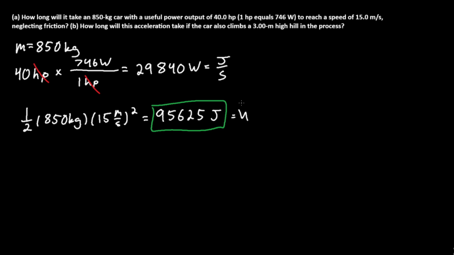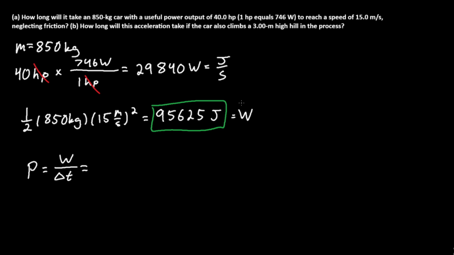So this is the work our car's engine needs to exert onto the car to reach 15 meters per second. Once we have this work, we can set up a power equation. Power is equal to work over change in time.